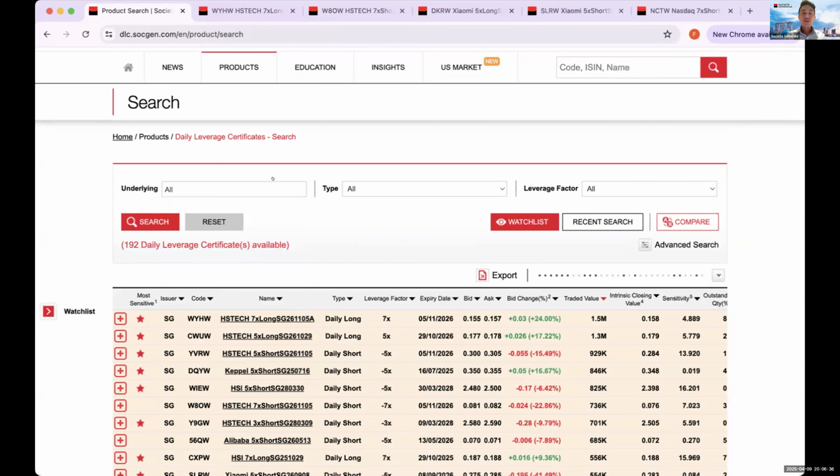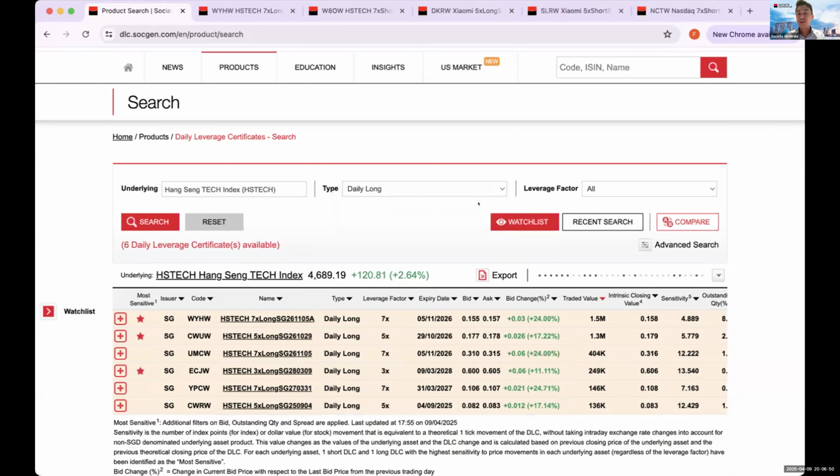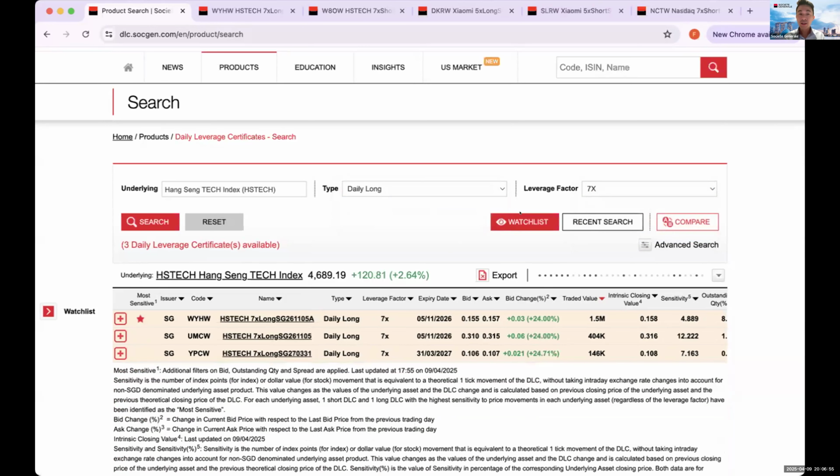Okay, so if you want exposure to the Hang Seng Tech Index, you will look for Hang Seng Tech Index, and then choose whether you want a long DLC or a short DLC. If you're bullish, you buy the long DLC. If you're bearish, you buy the short DLC. Remember that. So if I want to go long on Hang Seng Tech, for example, with a leverage factor of 7 times, I will search here, and you can see there are 3 Hang Seng Tech 7 times long DLCs over here.